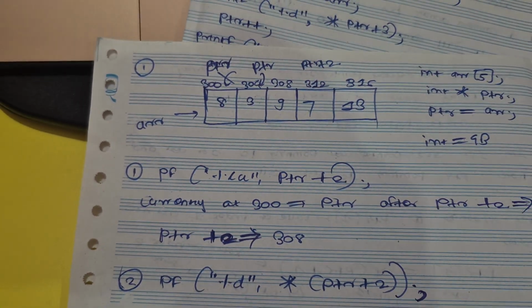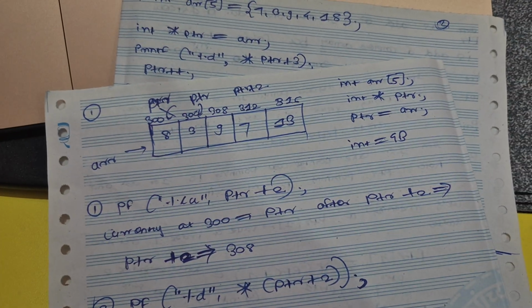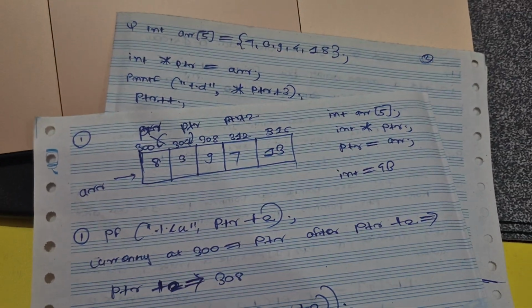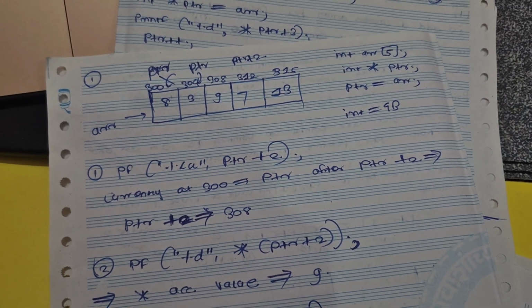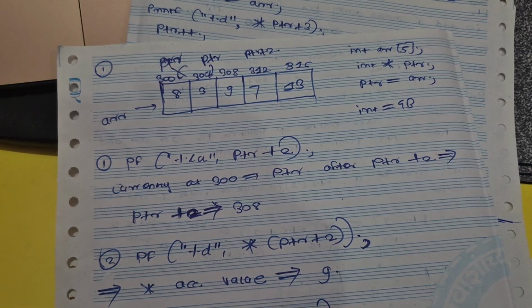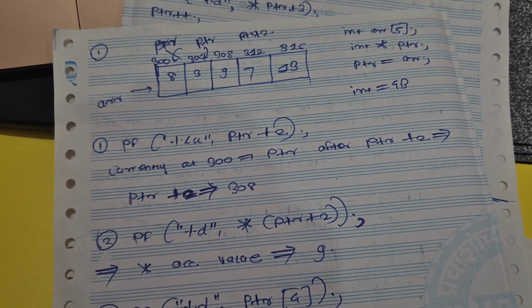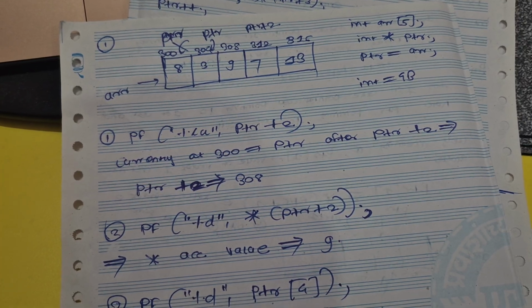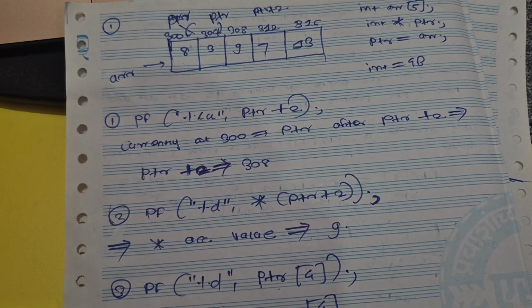See here, the array would point to the first element, and the starting pointer also. In the array of 5, again I have written the program. So the first statement is we need to print the value at pointer plus 2. Currently the pointer is at 300, and after moving 2 cells away it would point to 308. So that's the first statement execution.